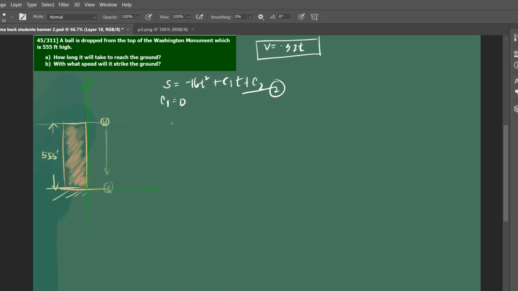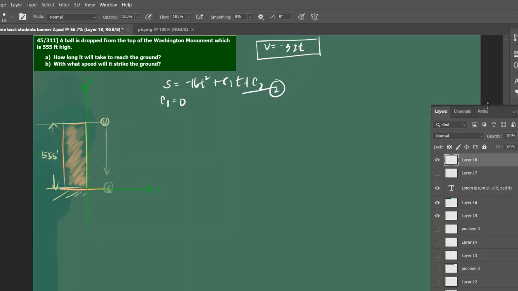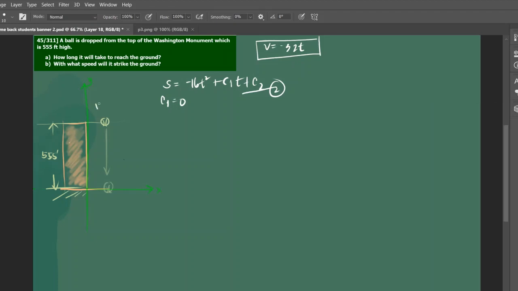Okay, hindi pala nasama yung ating, ilalagay ko na lang. So, v1 is 0, this is our reference point. V1 is 0, t sub 1 is 0, tapos ang s natin ay 555. Ang s final natin ay 0. Vf unknown, time f is unknown. So, again, substitute uli natin yung initial condition natin dito.